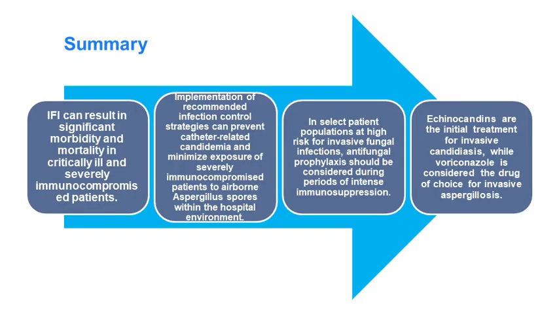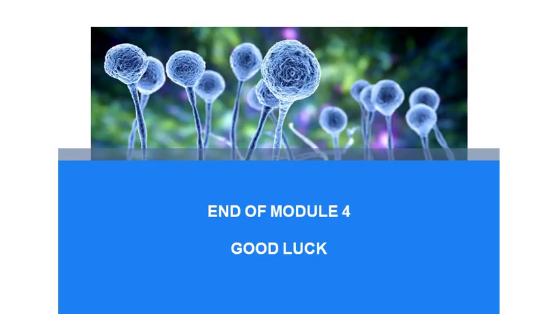Invasive fungal infections, including candidemia and invasive aspergillosis, can result in significant morbidity and mortality in critically ill and severely immunocompromised patients. Implementation of recommended infection control strategies can prevent catheter-related candidemia and minimize exposure of severely immunocompromised patients to airborne aspergillus spores within the hospital environment. In select patient populations at high risk for invasive fungal infections, antifungal prophylaxis should be considered during periods of intense immunosuppression. Echinocandins are the initial treatment for invasive candidiasis, while voriconazole is considered the drug of choice for invasive aspergillosis.